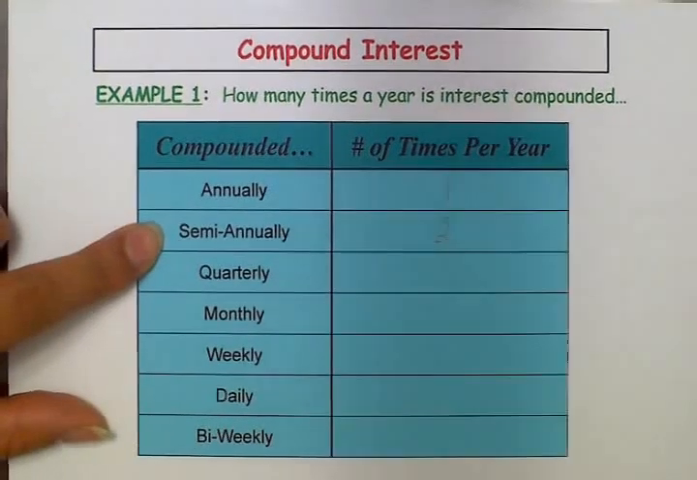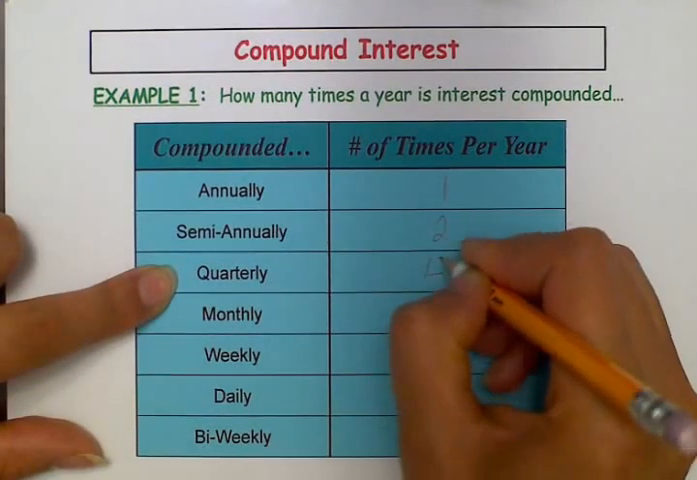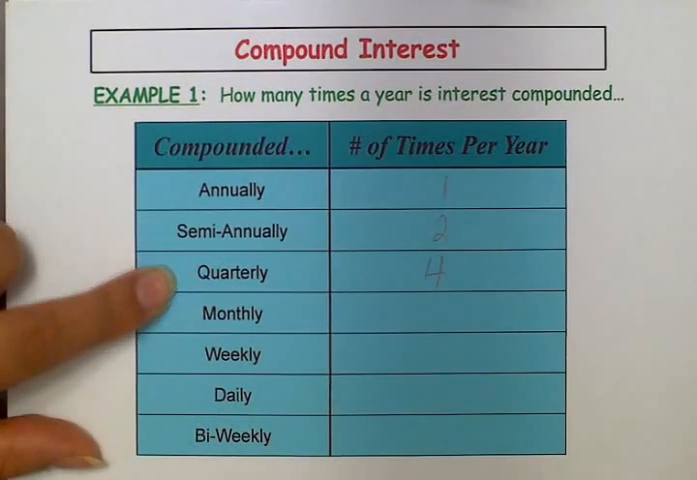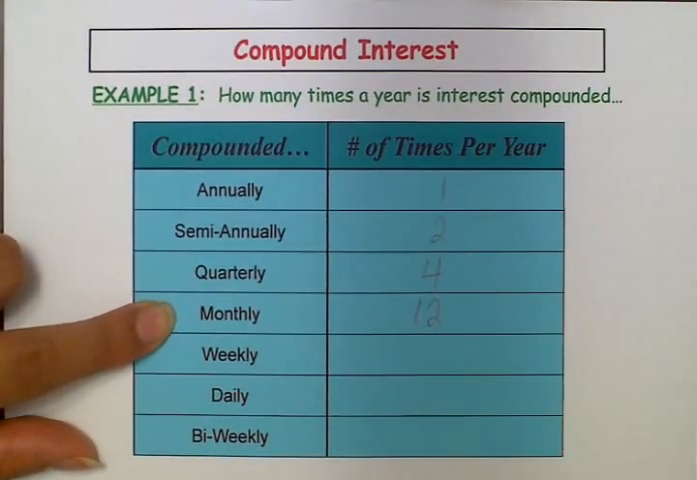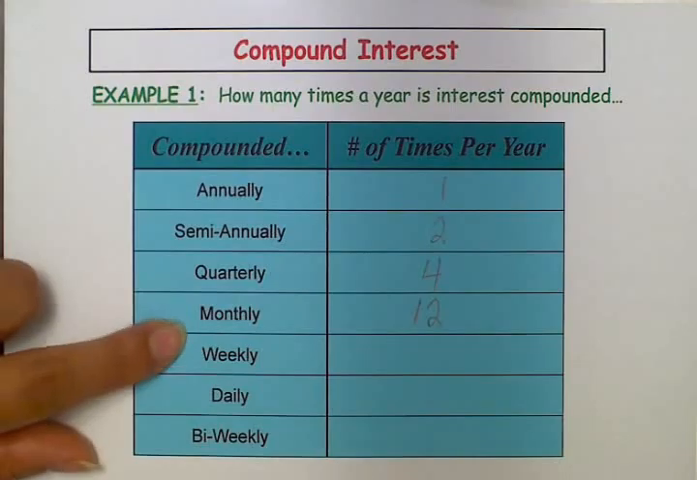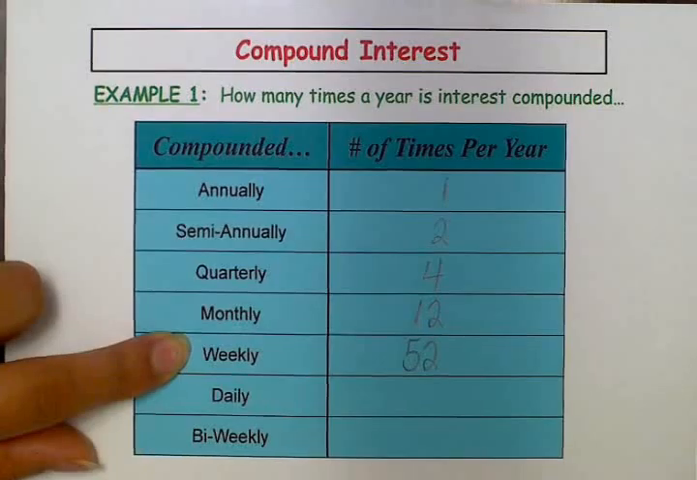Okay, quarterly means 4 times a year, so you're earning interest 4 times a year. Monthly, well, there's 12 months in a year, so you're going to earn interest 12 times a year. If you're getting interest compounded weekly, there are 52 weeks in a year, so you'll earn interest 52 times, once at the end of every week.